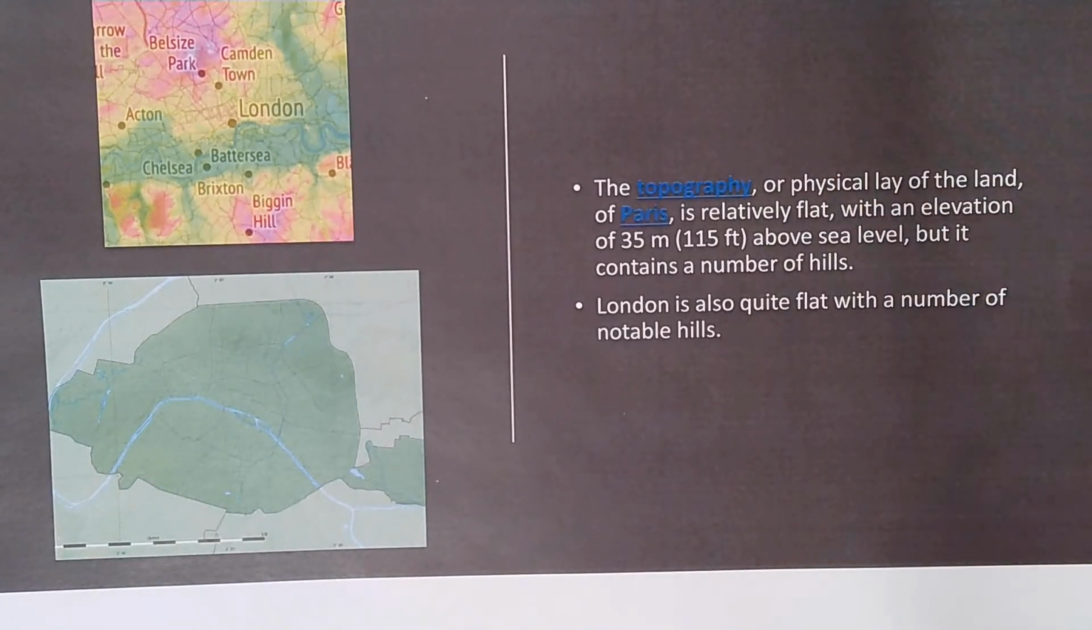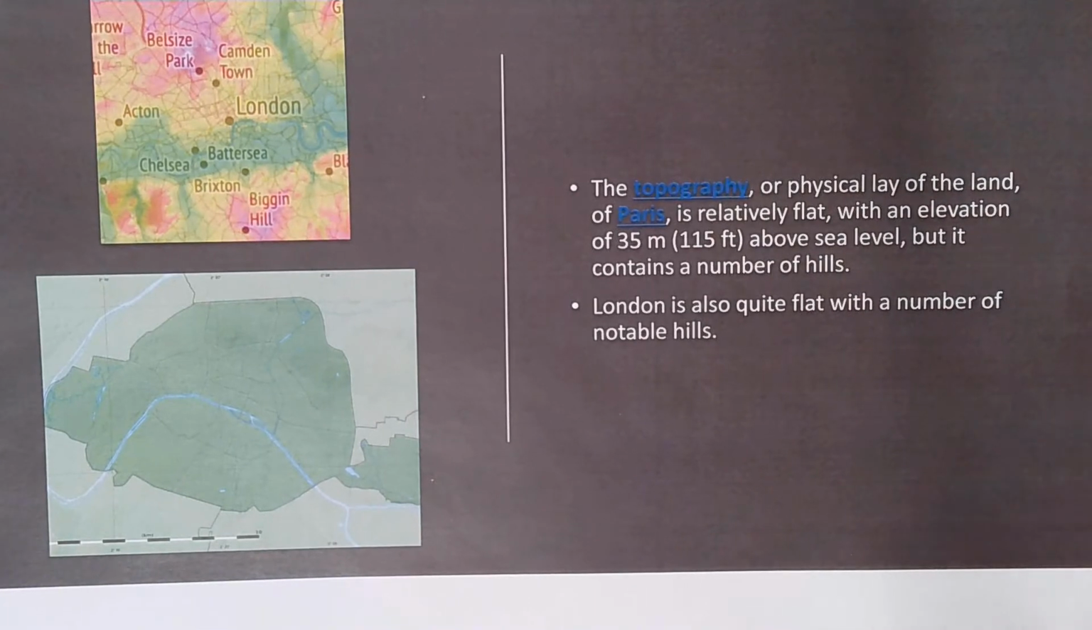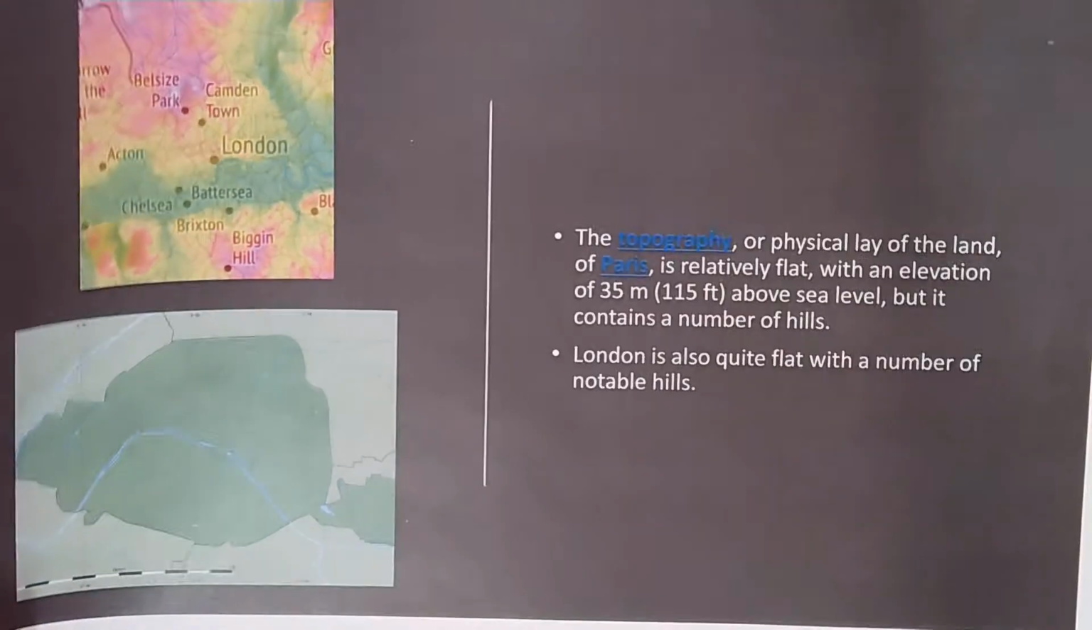London is also quite flat with a number of notable hills. So I know lots of you like to go to Parliament Hill and Hampstead Heath on a walk. I can think of some other hills as well. Let's see, in Camden, there's Primrose Hill as well. So London is also very flat, but with some notable hills, as has Paris. Montmartre is the highest hill in Paris, and that is where the Sacré-Cœur is, which we'll also be learning about next week. Okay, kind of going off on a tangent here, but just some interesting facts as well.